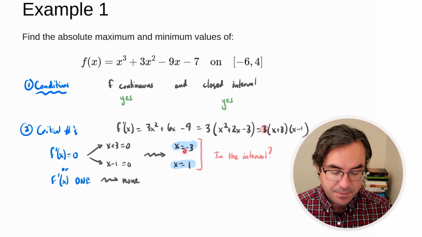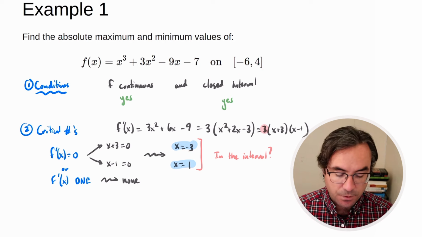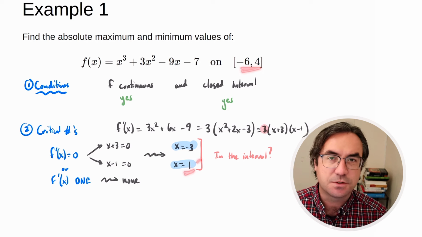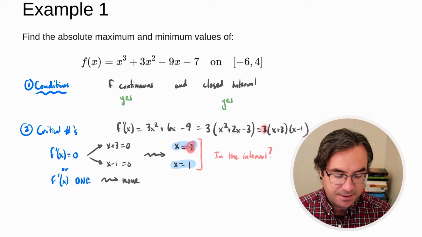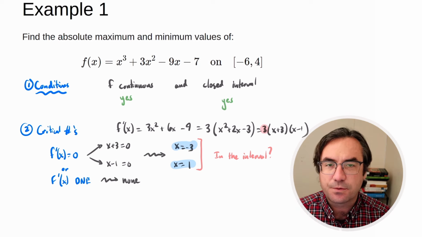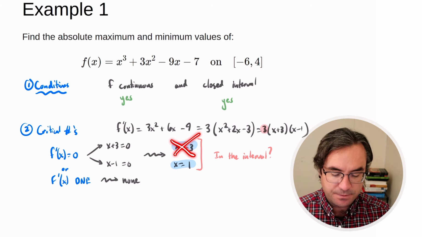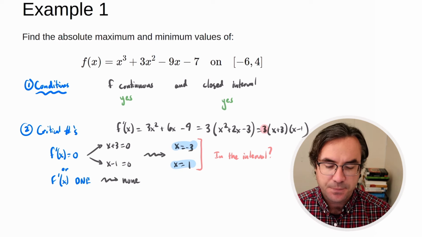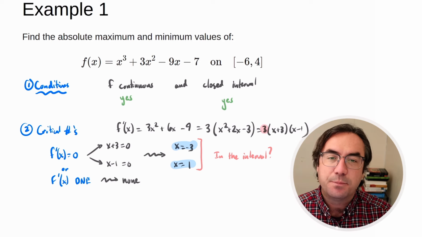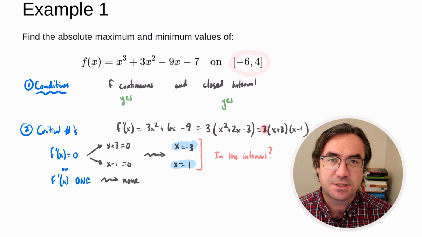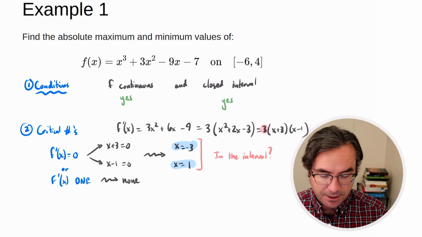And in this case, yeah, negative 3 is definitely in between negative 6 and 4, and x equals 1 is also in there. If we had found that, say, this was negative 8, well then we would throw it out, because negative 8 is not inside that interval. So it's a perfectly good critical number for that entire function, but we're looking at just a section on this closed interval. Okay, so both of these are in.